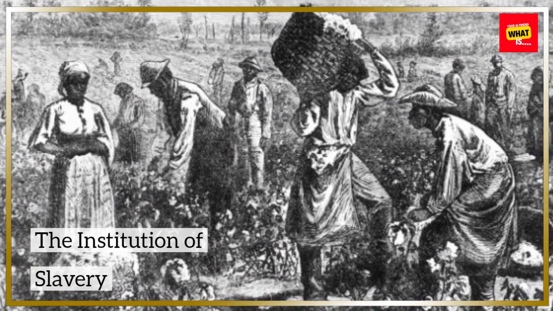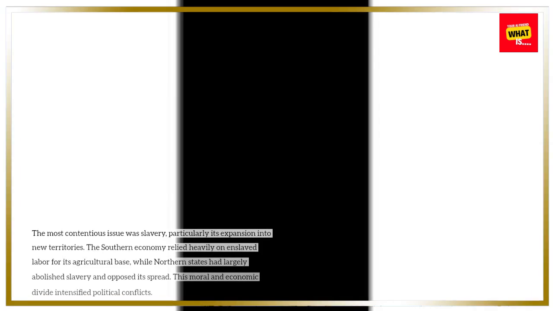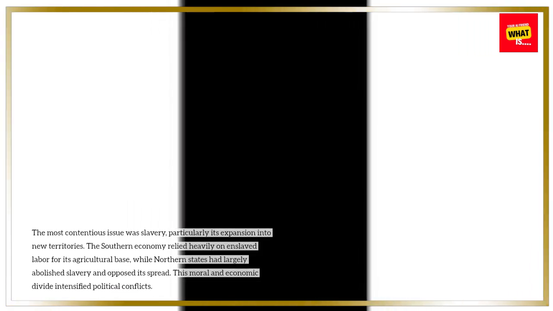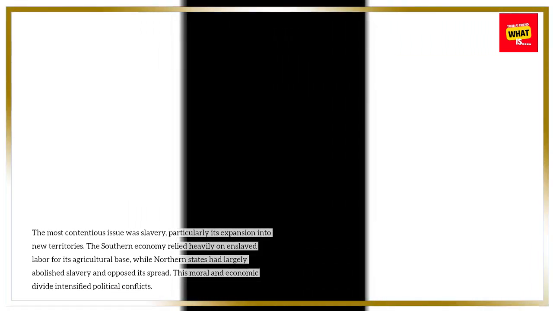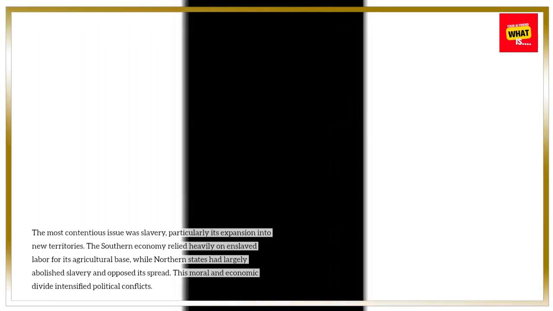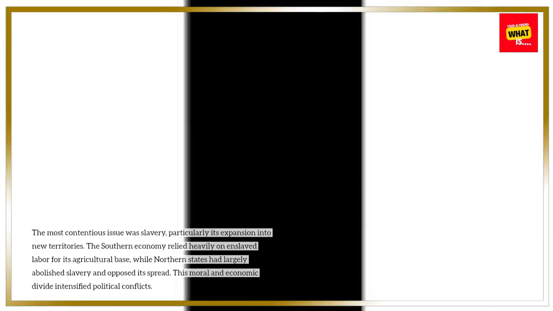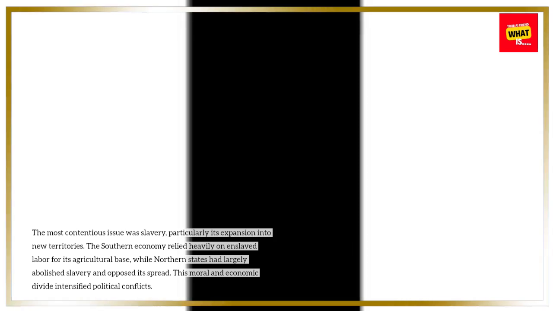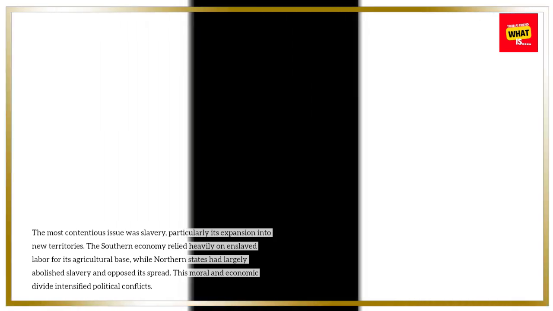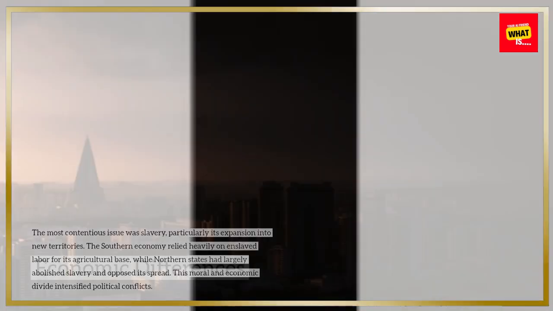The institution of slavery. The most contentious issue was slavery, particularly its expansion into new territories. The Southern economy relied heavily on enslaved labor for its agricultural base, while Northern states had largely abolished slavery and opposed its spread. This moral and economic divide intensified political conflicts.